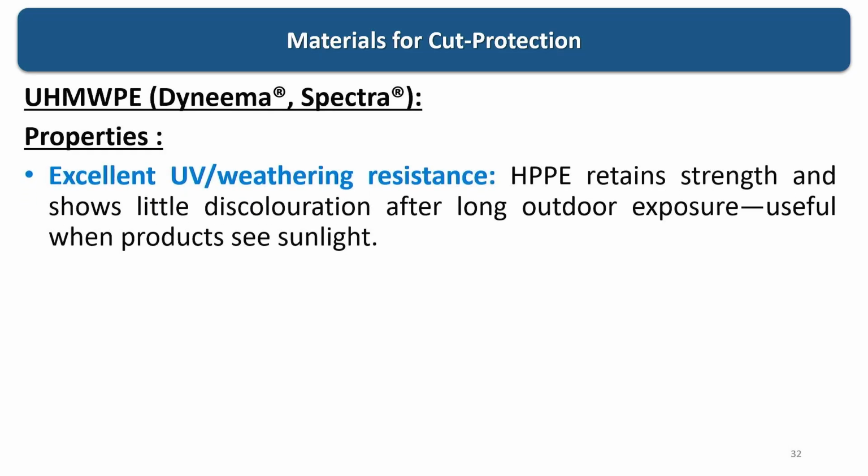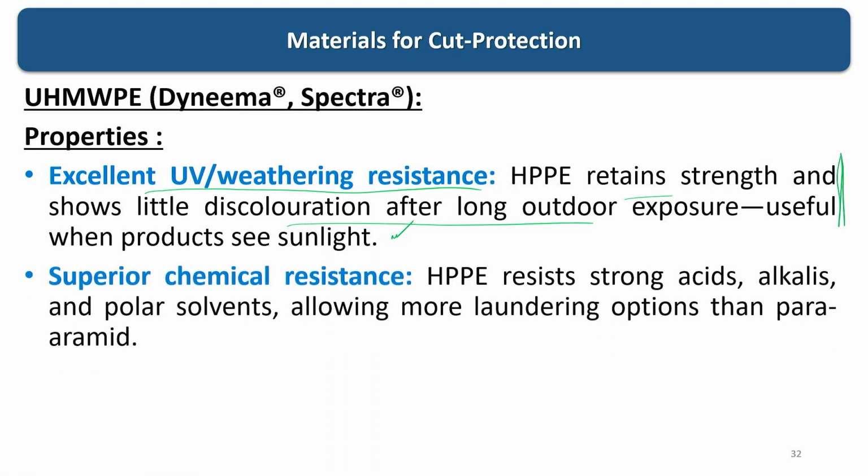The next property is its excellent UV and weathering resistance. HPP retains its strength and shows little discoloration after long outdoor exposure. So, it is useful where products are used in sunlight, in applications where sunlight is present. So, we can very well use this ultra high molecular weight polyethylene.